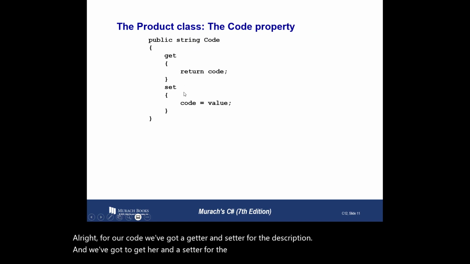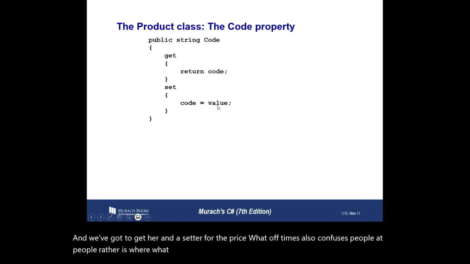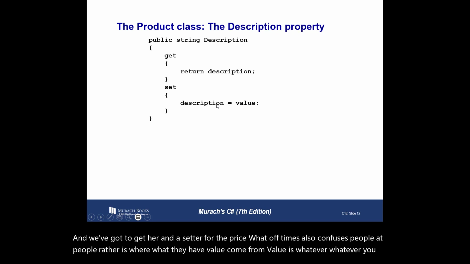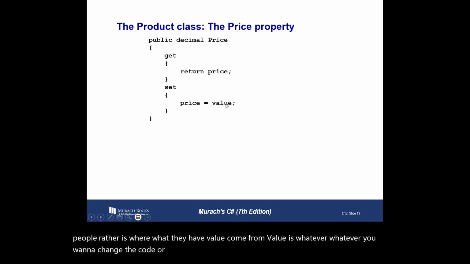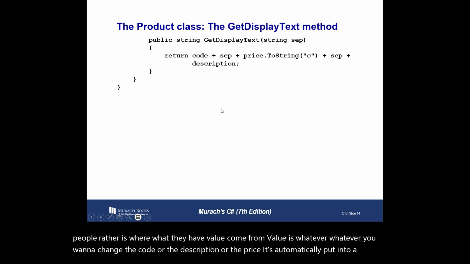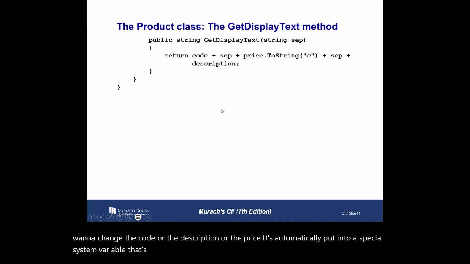What oftentimes also confuses people is what the heck did value come from? Value is whatever you want to change the code or the description or the price to; it's automatically put into a special system variable that's called value.